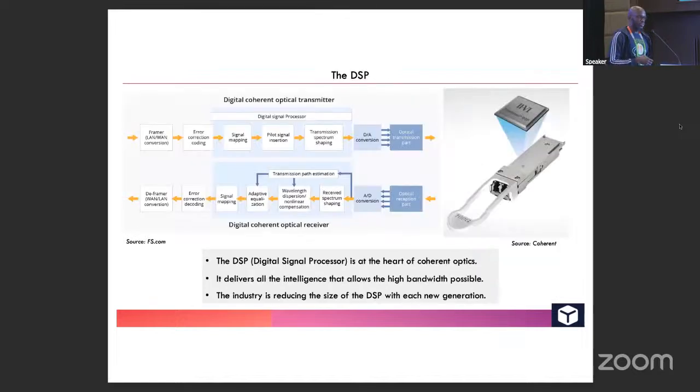So at the heart of coherent is the DSP. The DSP, which is the digital signal processor, is where all the smarts occur. And the reason why the DSP is so important is that over the last 4 or 5 generations, since about 2010, the DSP has shrunk from easily 40 nanometer back in 2010 to 3 nanometer today. And in that space, you've gone from 40 gig coherent all the way to 1.6 terabit coherent.